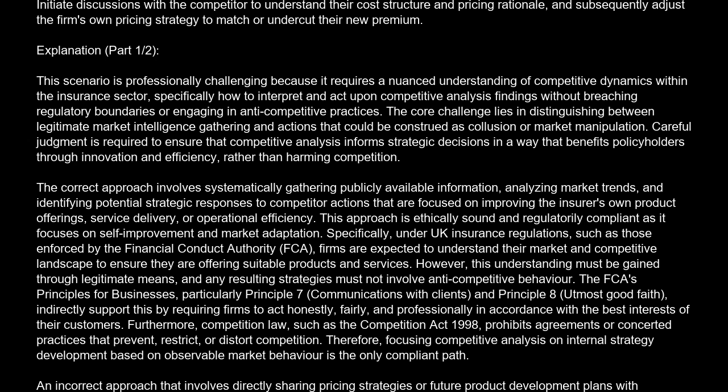The FCA's principles for businesses, particularly Principle 7, Communications with Clients, and Principle 8, Utmost Good Faith, indirectly support this by requiring firms to act honestly, fairly, and professionally in accordance with the best interests of their customers. Furthermore, competition law such as the Competition Act 1998 prohibits agreements or concerted practices that prevent, restrict, or distort competition. Therefore, focusing competitive analysis on internal strategy development based on observable market behavior is the only compliant path.